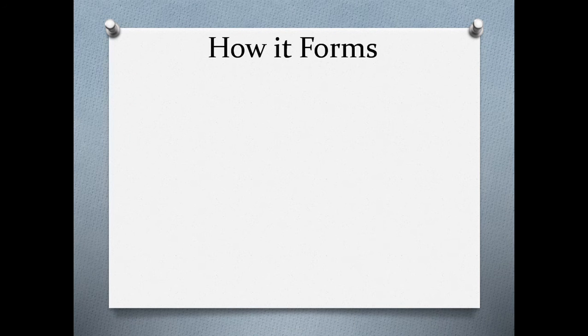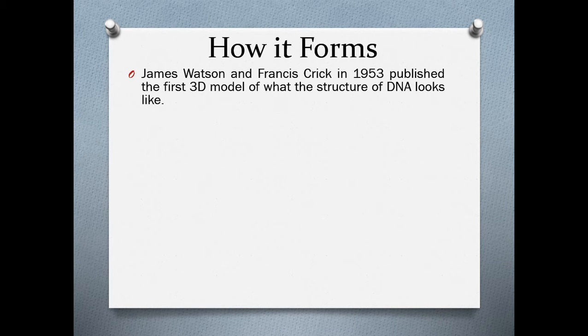Okay, so now we have how it forms. Now we have two other very important scientists, James Watson and Francis Crick, in 1953. They published the first 3D model of what the structure of DNA looks like. In the last part, I mentioned that the first image that scientists got was a picture that reminded them of a letter X. But with all of the investigation that James Watson and Francis Crick did during the year of 1953, they were able to represent a 3D model.